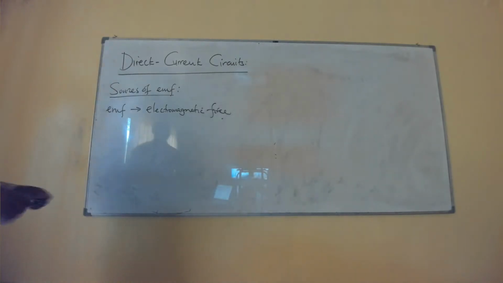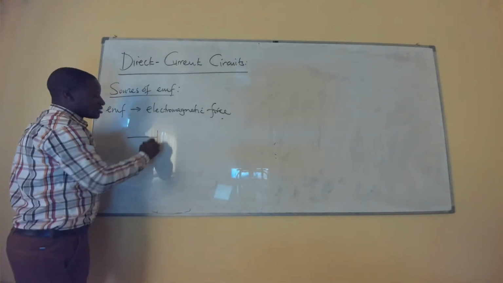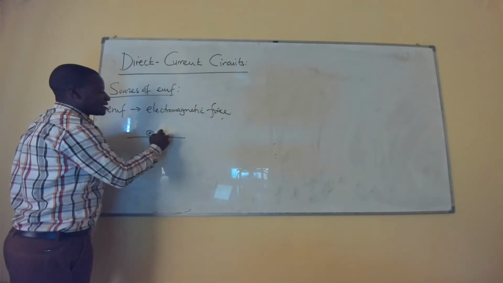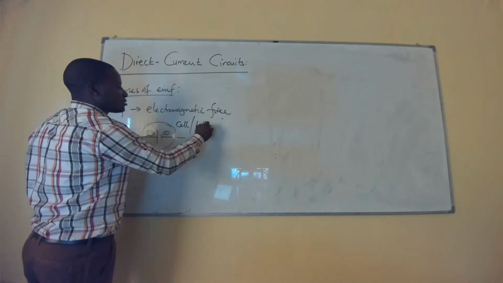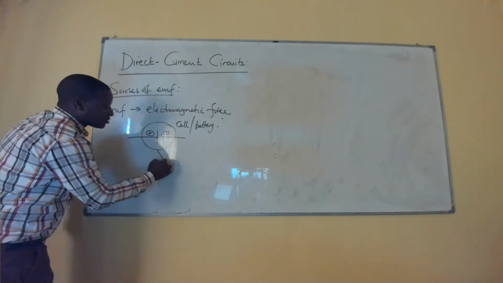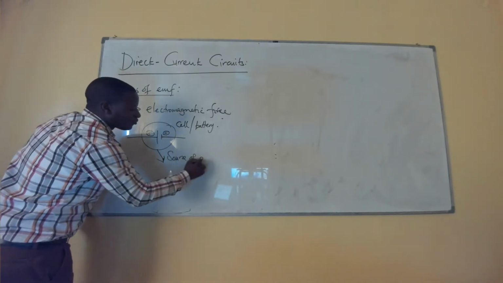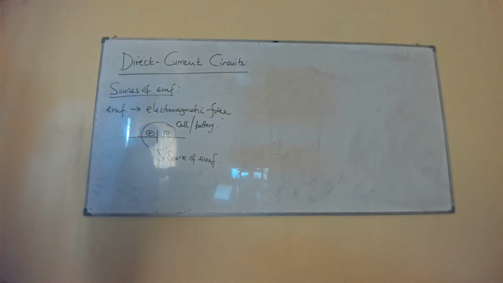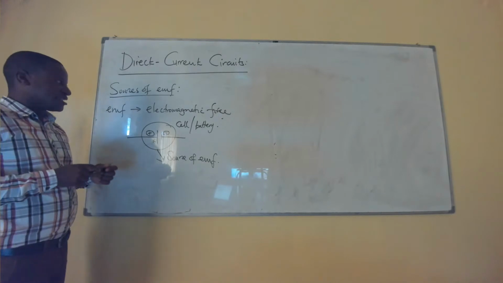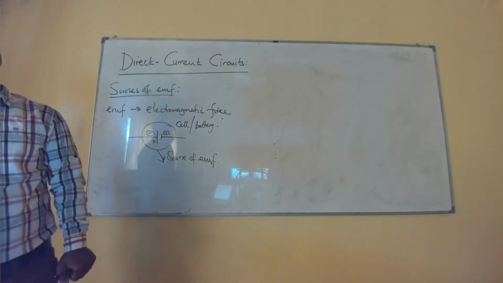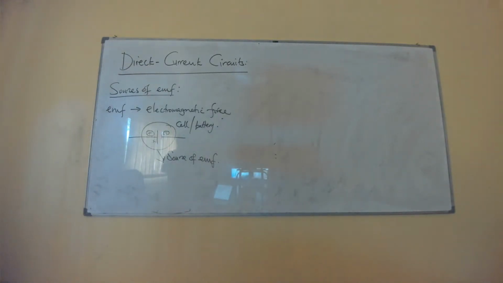Where do we get this EMF? For example, you have in a circuit, this is our positive terminal, that is our negative terminal. This, which is a cell, a battery, is the source of EMF. So we are saying the source that maintains the current in a closed circuit is called the source of an EMF. So a battery or a cell in a circuit is what we actually refer to as a source of EMF, where EMF is nothing but electromagnetic force.